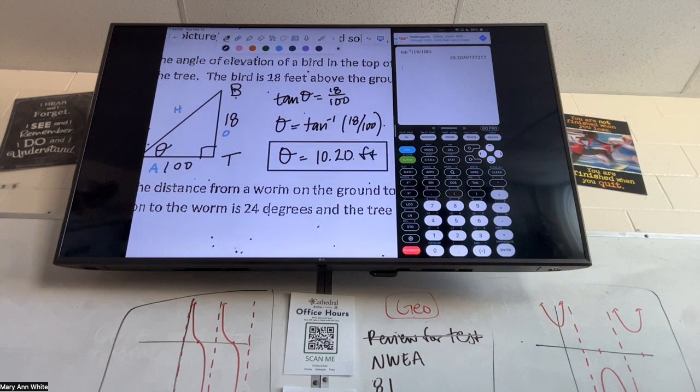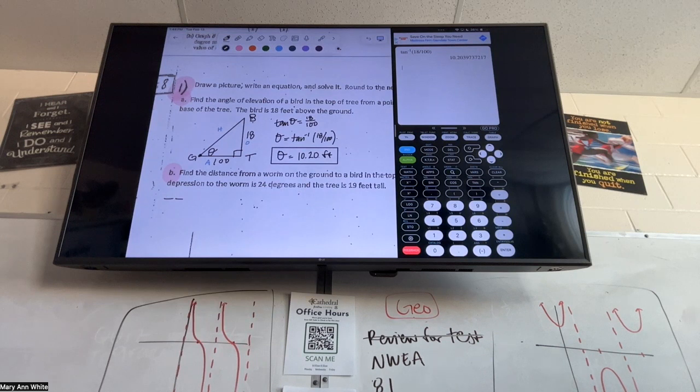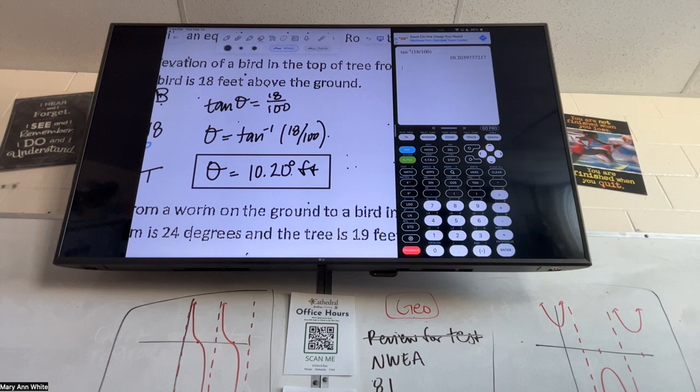If it uses a degree symbol, then you'll know to use degrees. And if it doesn't have a degree symbol or it has a pi, assume it's radians. When in doubt, you can ask me which mode it's in, but I can't tell you how to switch it once it's test time. Okay, so my angle is 10.20 degrees. Oh, I don't need feet, just degrees.